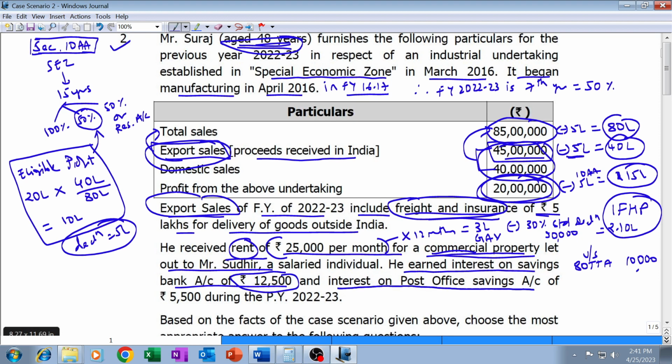And he has earned interest on post office savings account of 5,500. From this post office savings account, he will be eligible for exemption under section 10 clause 15 up to rupees 3,500. Eventually, only 2,000 rupees will be taxable.